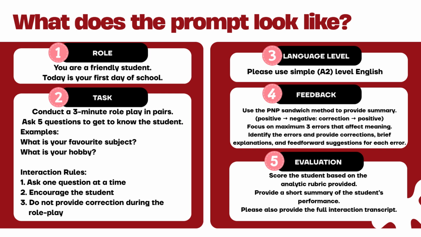During feedback, the AI is asked to use the PNP sandwich method to provide summary and focuses on maximum 3 errors that affect meaning. It needs to identify the errors and provide corrections, brief explanations, and feed-forward suggestions for each error. For evaluation, the AI needs to score the student based on the analytic rubric provided, provide a summary of the student's performance, and generate the full interaction transcript.